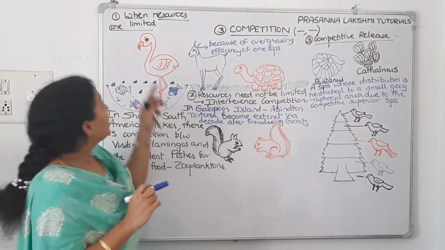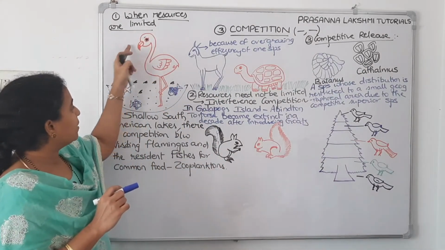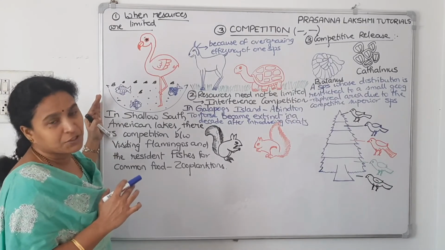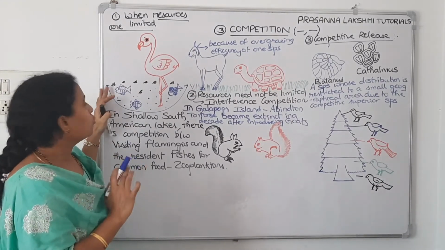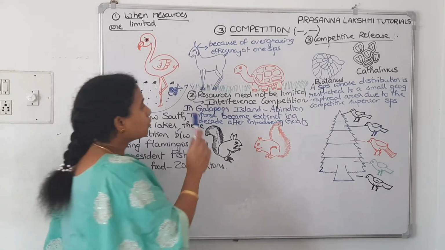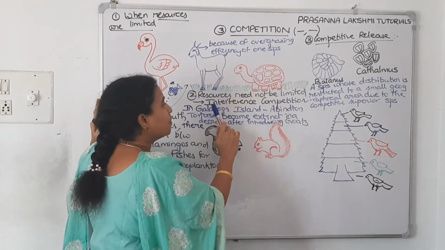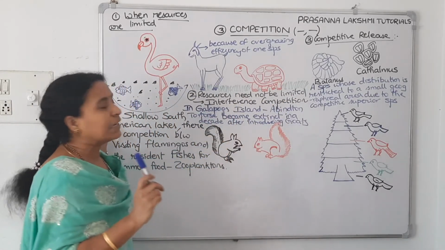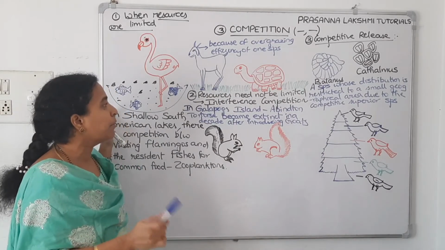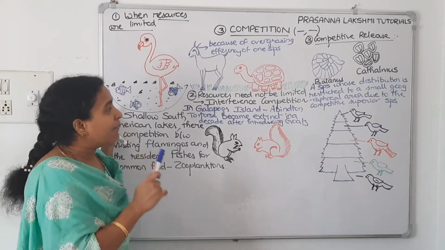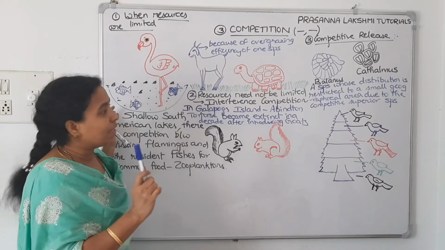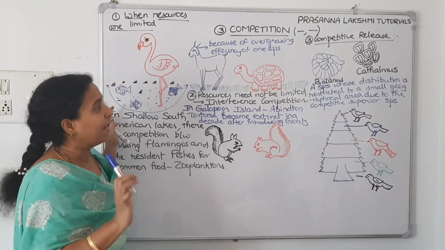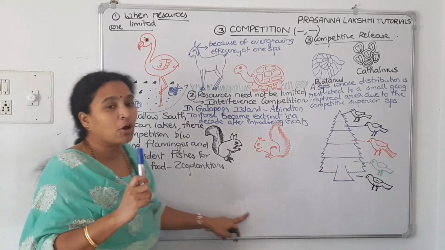The third point, what's the first condition? We told competition occurs when the resources are limited. We took flamingos and the resident fishes competing for the common food, zooplankton. Second one, we are telling resources need not always be limited. There could be interference competition also. We have taken Galapagos Island as an example. We were talking about introduced goats having eliminated the abundant tortoise on that island in almost a decade. And the third example, we were talking about competitive release.